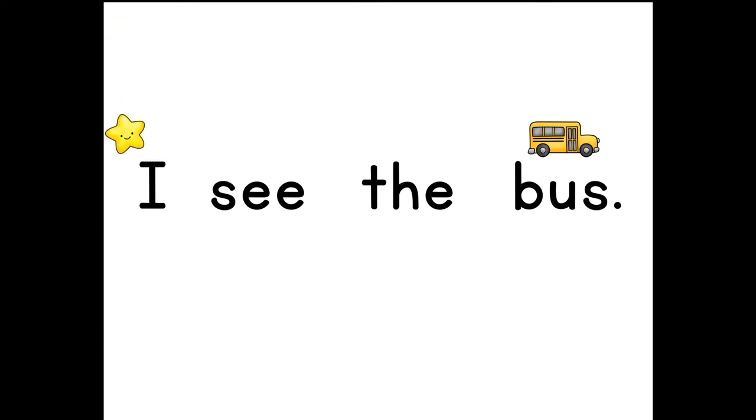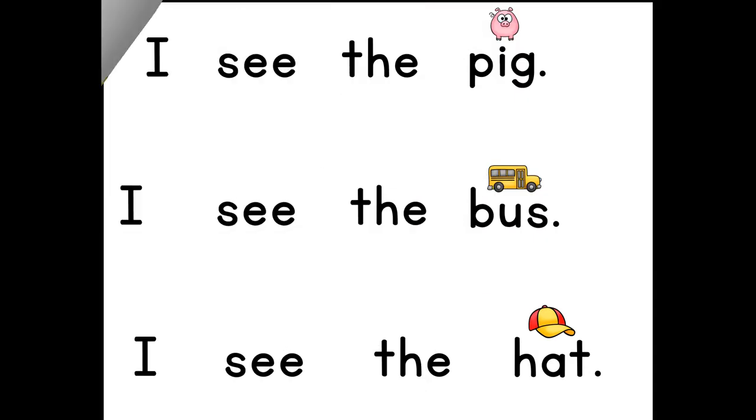Bring down our star and start reading. I see the bus. I see the hat. So on those 3 slides, we've practiced where to start reading. We've practiced that tracking so that kids are reading one word at a time. And we've practiced directionality, and they know that you have to start reading on the left and progress over to the right.